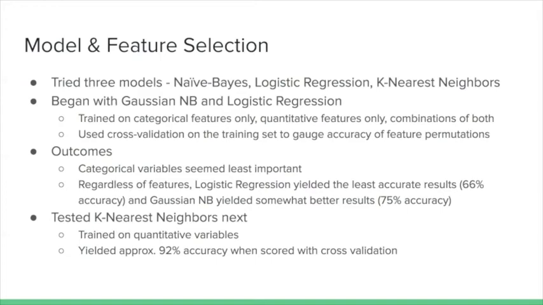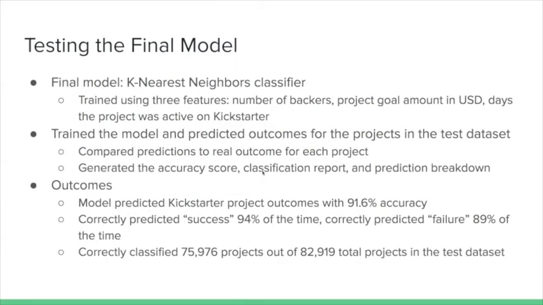So then we tested the k-nearest neighbors model next. And so we only trained it on the quantitative variables because, like I said, we just found that the categorical features were not really that important. So when we used cross-validation, we found that our k-nearest neighbors model yielded approximately 92% accuracy on the training set. So because of this, the k-nearest neighbors classifier model seemed like the best choice for our final model.